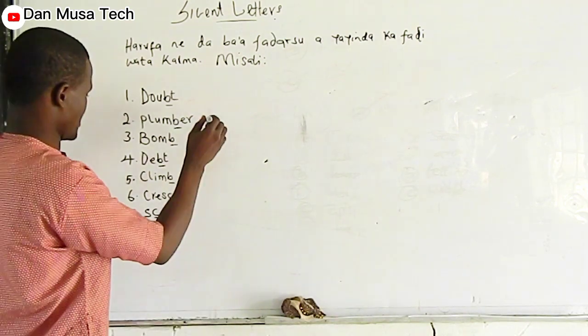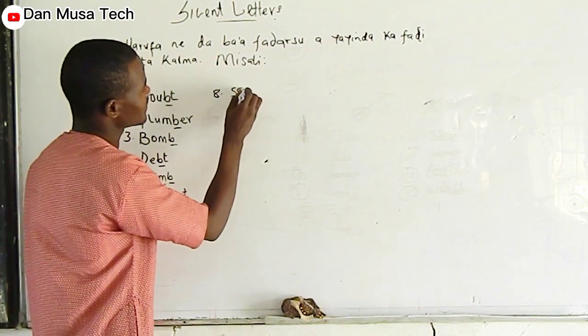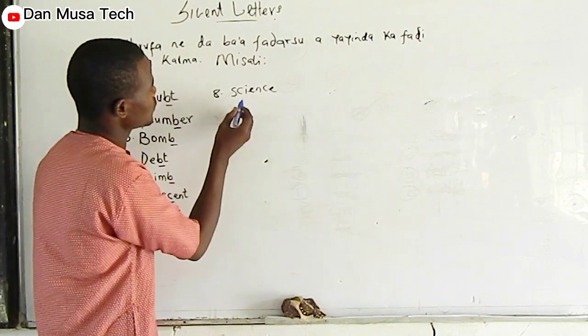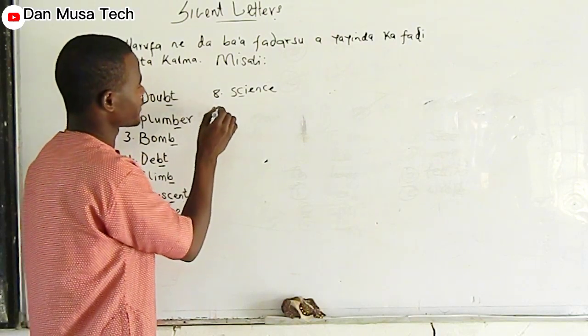The word science. We have number 8. S-C-I-E-N-C-E. So this C is silent. We have number 9.